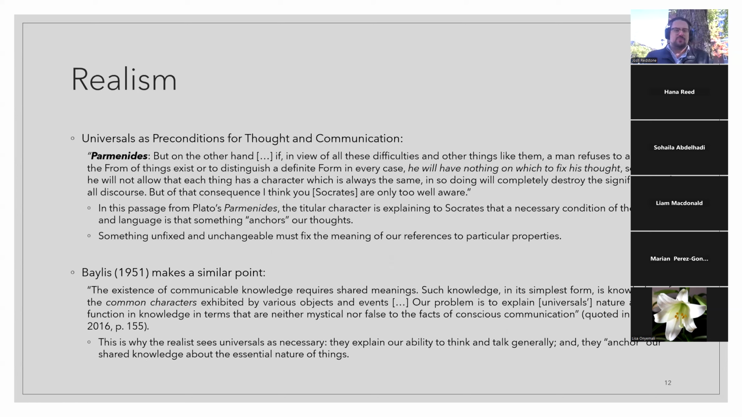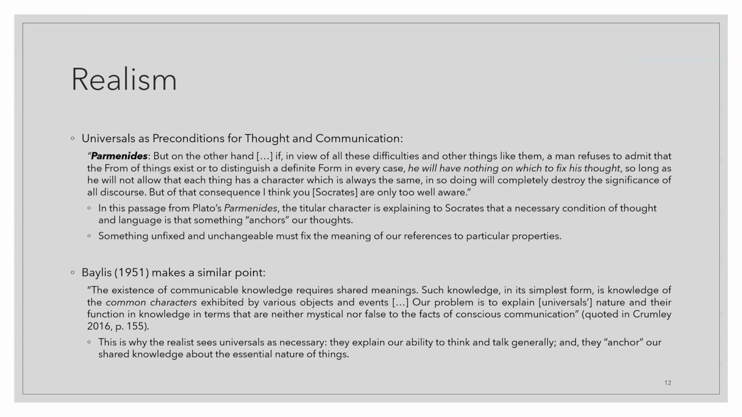But should we really be worried about all of this? After all, universals seem necessary for thinking and for speaking, for communicating with one another. And Parmenides himself in the dialogue, the character, I should note, not the real Parmenides, but the character that Plato is writing for us, says, "On the other hand, if, in view of these difficulties and other things like them, a man refuses to admit that the forms of things exist or to distinguish a definite form in every case, he will have nothing on which to fix his thought.